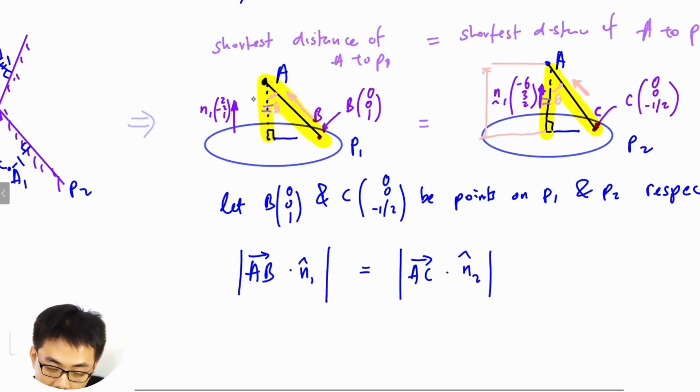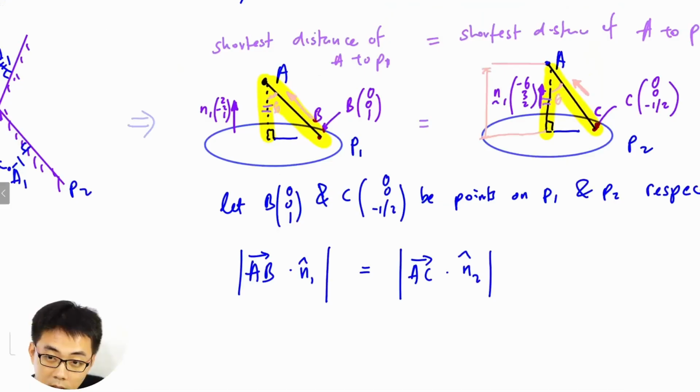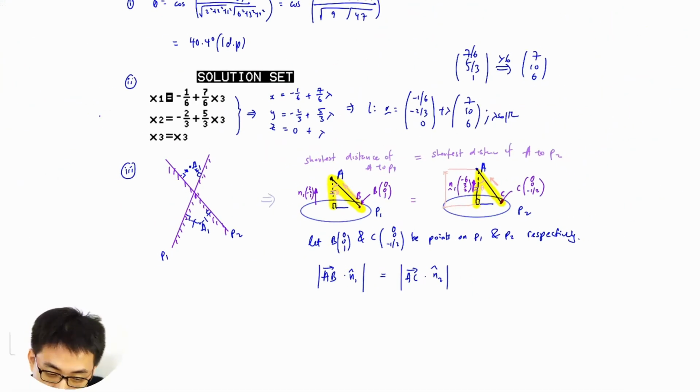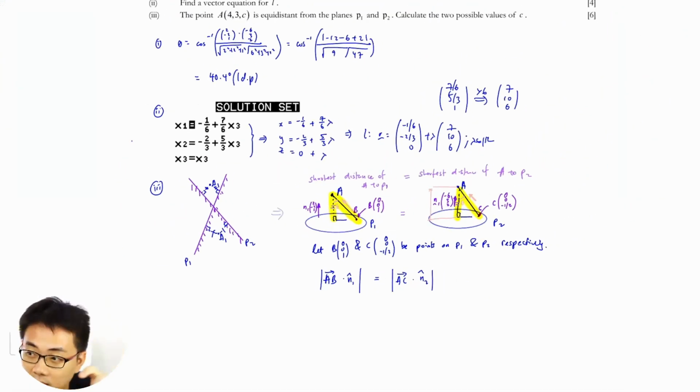So AB dot with N1. Then you just solve it. But the thought process of how to solve it is very important.